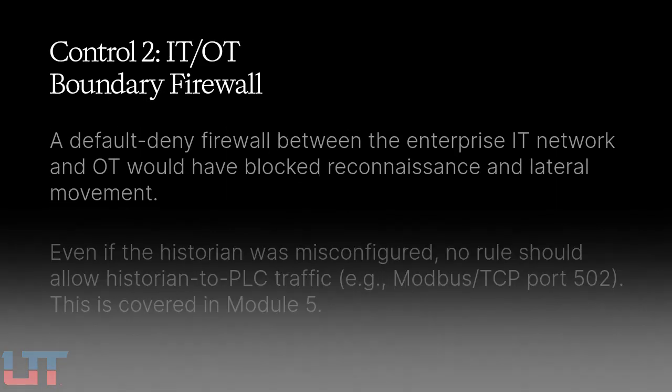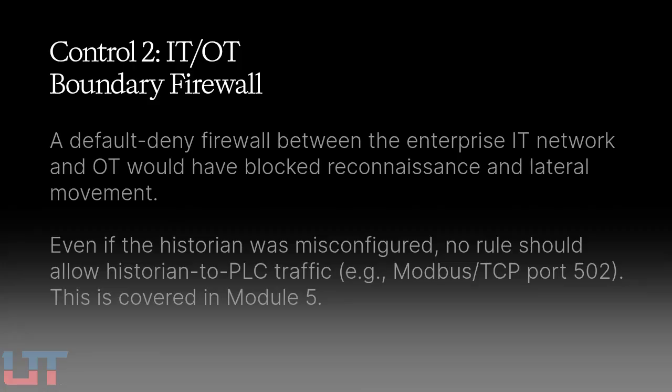A second control they could have incorporated would be a firewall. A firewall between the IT network and OT should have blocked the attacker's reconnaissance and connection attempts. Even if the historian was in the wrong place, a default deny firewall at the IT-OT boundary with no rule permitting historian to PLC connections on port 502 or any other port would have blocked the lateral movement from the historian to the PLCs. This would be Module 5.